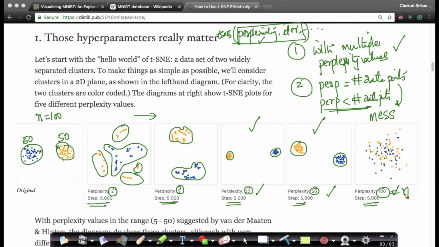So you can think of this in another way. t-SNE, as we learned, does neighborhood embedding, right? But if I make my perplexity equal to n, it's no more preserving just the neighborhood, it's trying to preserve the whole structure of the data set, and it does a terrible job. So this is one of the first lessons that we need to learn from t-SNE. Please, whenever you run t-SNE on a data set, run it with various values of perplexity. And that's the first lesson.